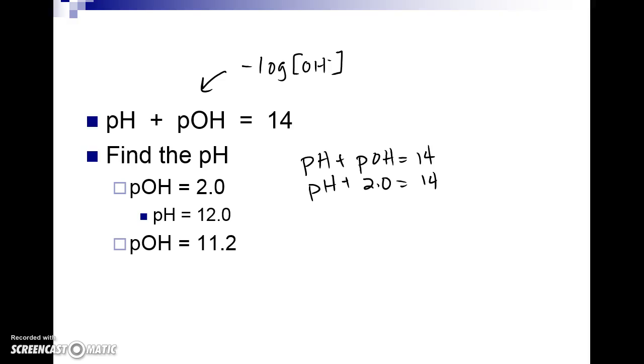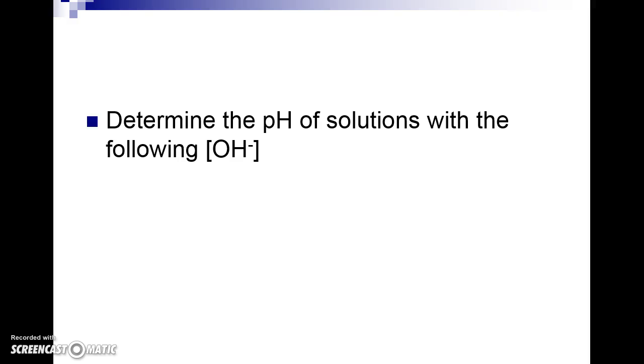If our pOH is equal to 11.2, same thing, we're going to do 14 minus 11.2, and we'll get a pH of 2.8. Now we're going to do sort of a double-step problem. Determine the pH of the solution for the following hydroxide ion concentration. So we have a hydroxide ion concentration of 1 times 10 to the minus 4.